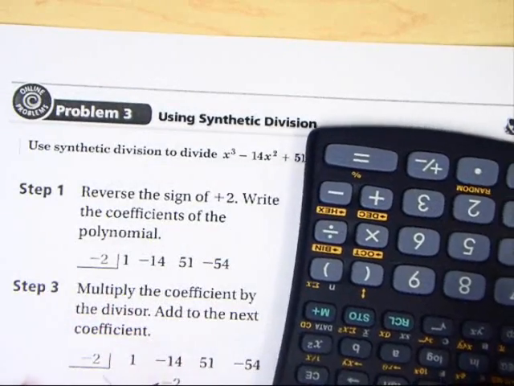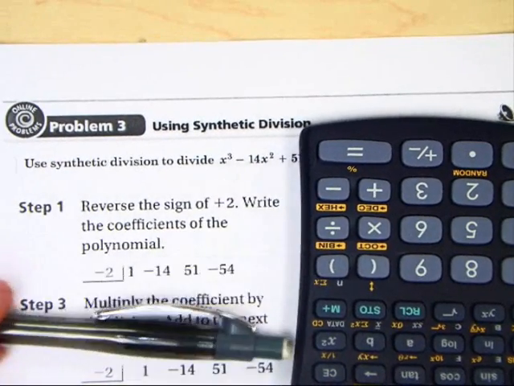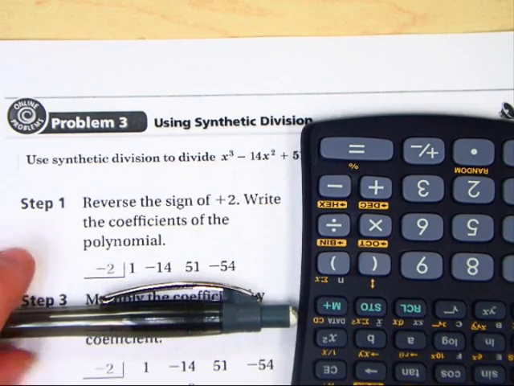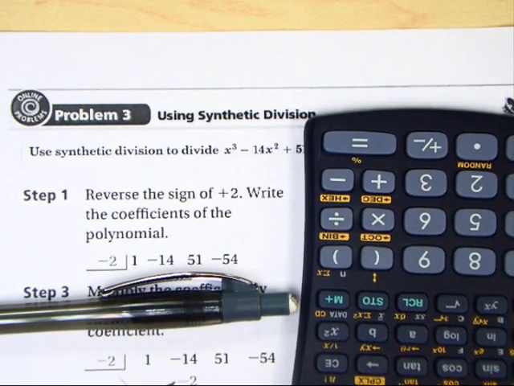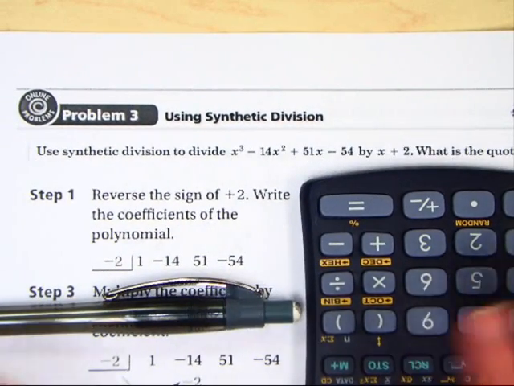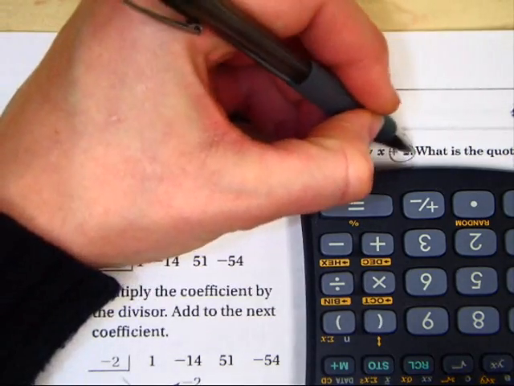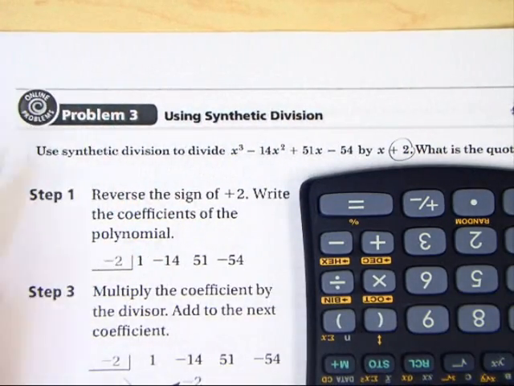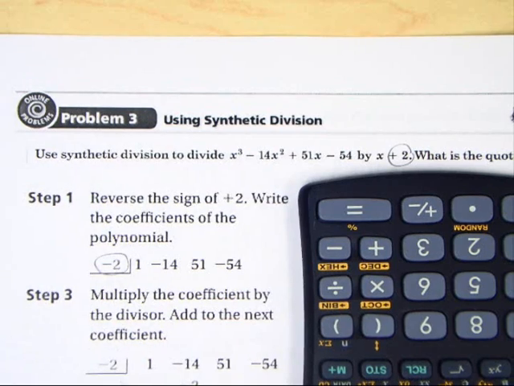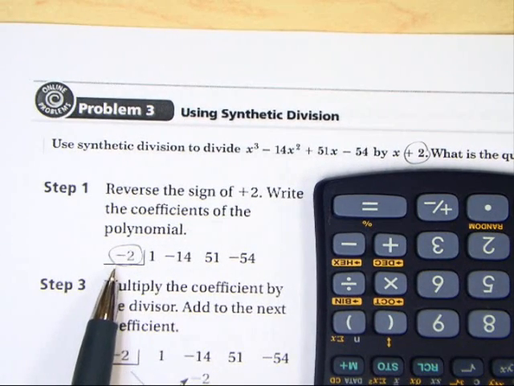And that's right here. Don't look at step 3 yet. Just look at step 1. You can see that it says reverse the sign of the plus 2. Now when they say reverse the sign of the plus 2, they're talking about this plus 2 here. So there you go. I'll circle them. They reversed the sign of the plus 2 and they made it a minus 2.